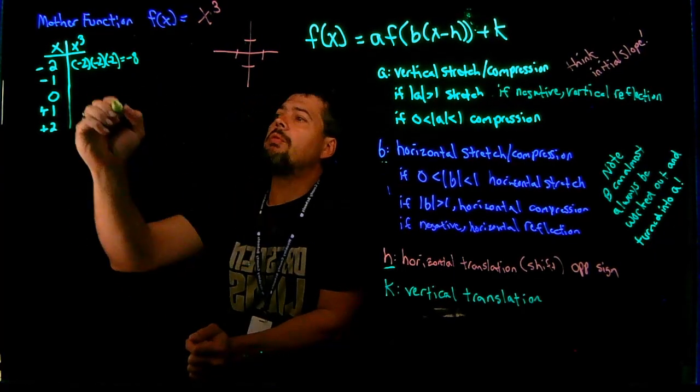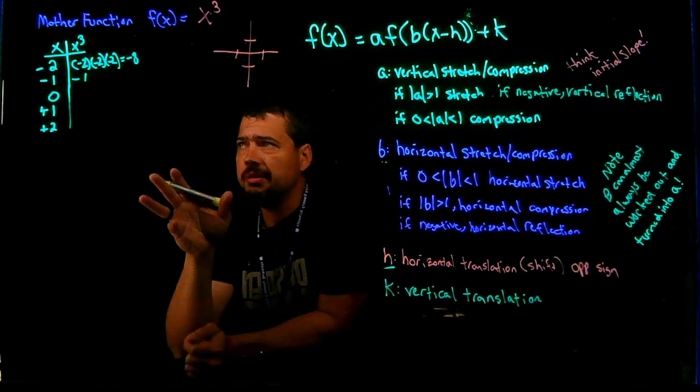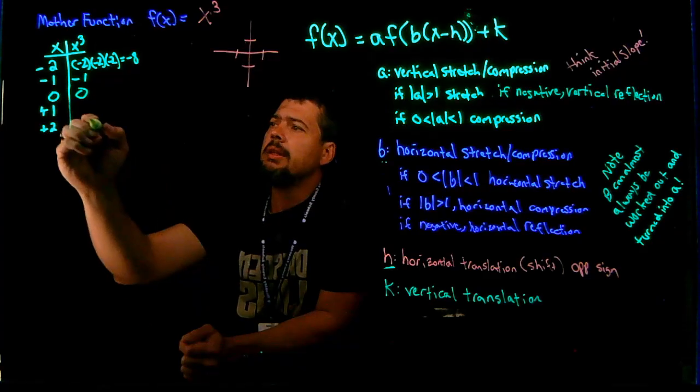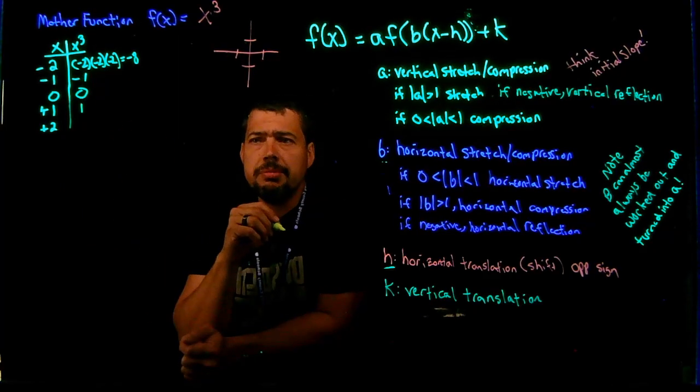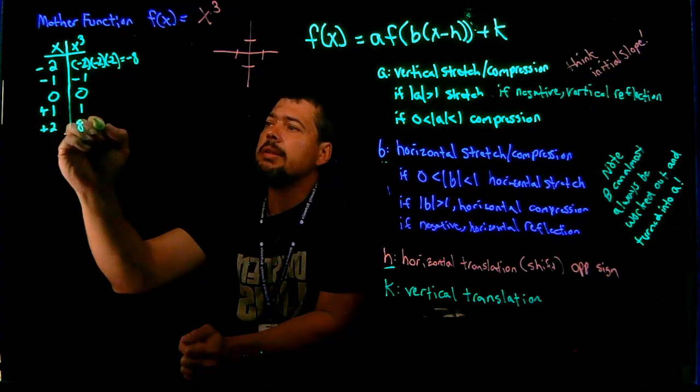If you take a negative 1 and cube it, you would get a negative 1, because a negative times a negative times a negative is still negative. Take a 0 and multiply it by itself 3 times, you still get 0. Take a 1 and multiply it by itself 3 times, you still get 1. Take a 2 and multiply it by itself 3 times, you get 8.